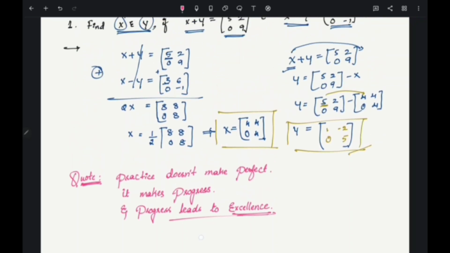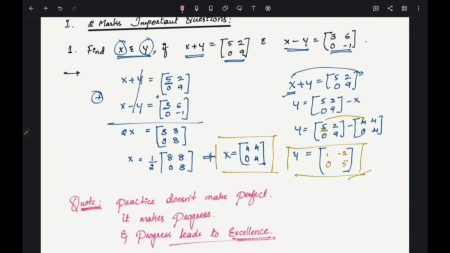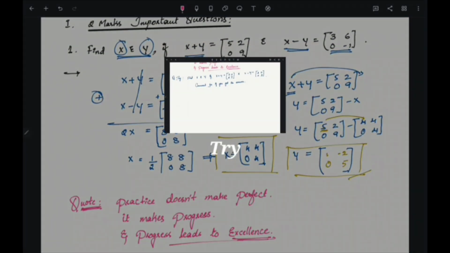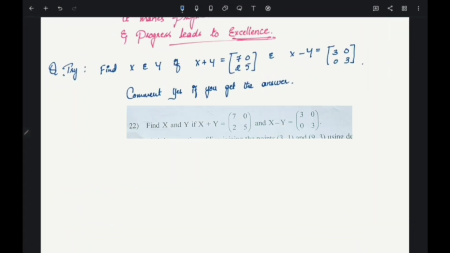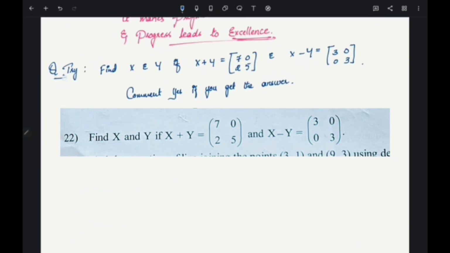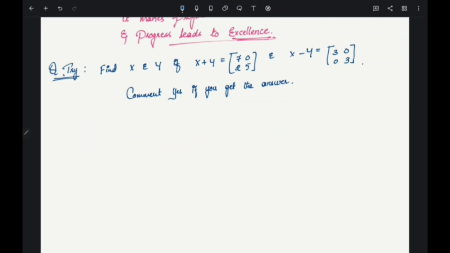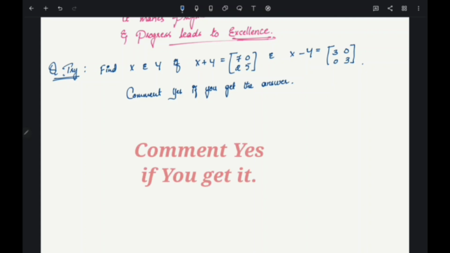Now since you have already learnt these questions, I will give you the same question. Please try. This is the question which you have to try by yourself. In the same question I have just changed the matrices. Find x and y if x plus y is equal to 7 0 2 5 and x minus y is equal to 3 0 0 3.